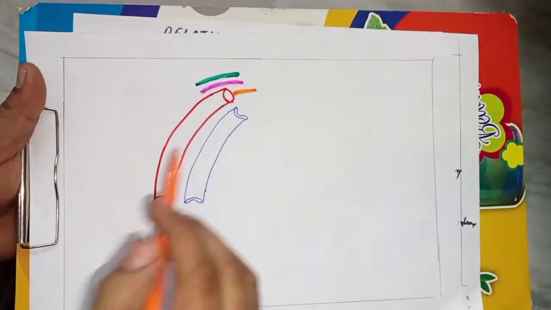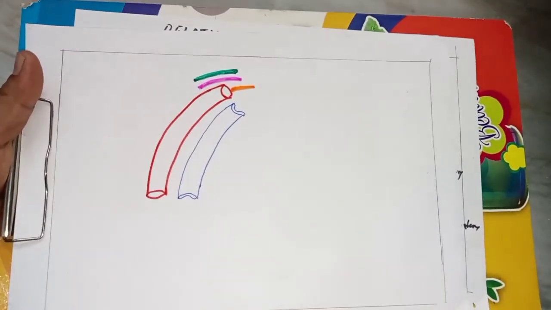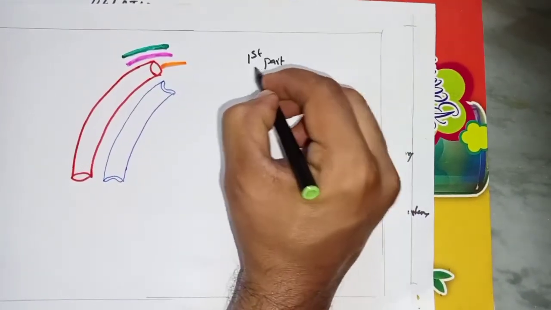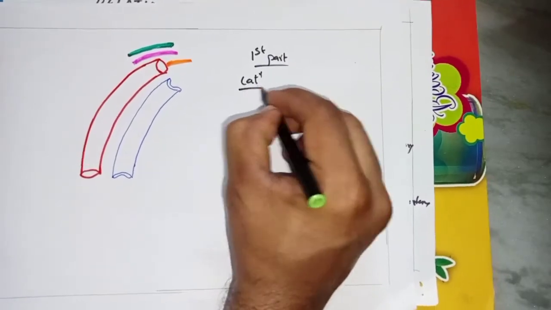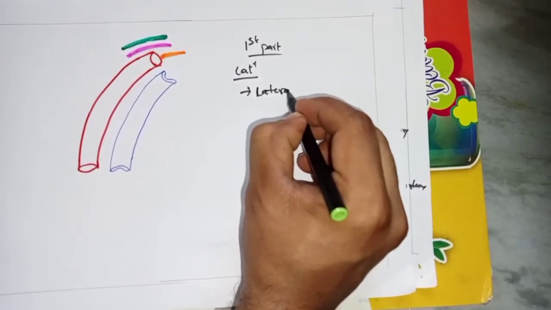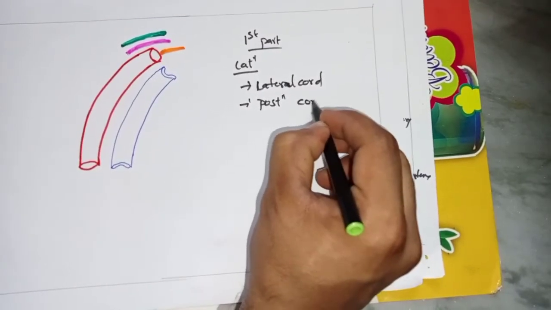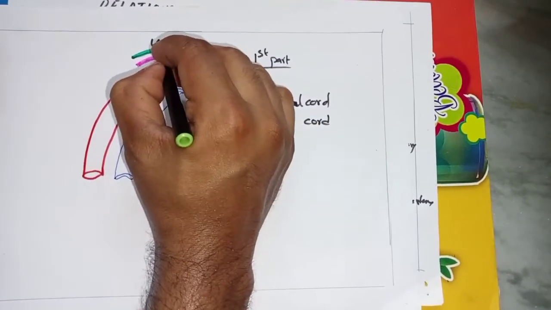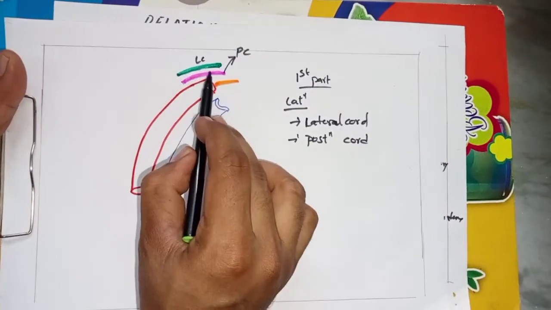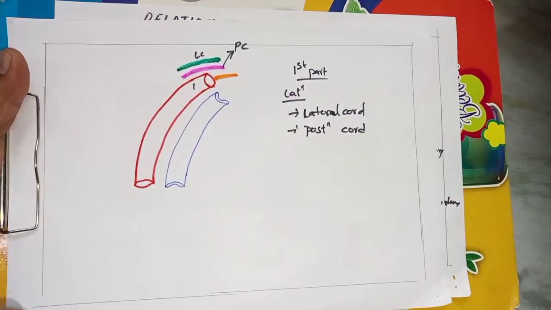So what is the relation of the lateral cord, posterior cord, and medial cord? I will write here. In the first part, laterally, we can identify two cords. One is the lateral cord of the brachial plexus, and the other is the posterior cord. So this is the lateral cord and this is the posterior cord. Clear? Lateral cord and posterior cord, they are present lateral to which part? The first part of the axillary artery.